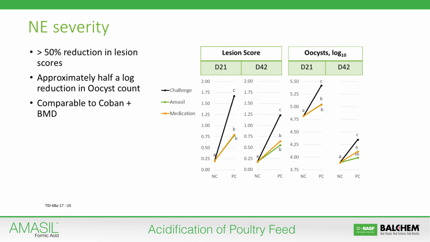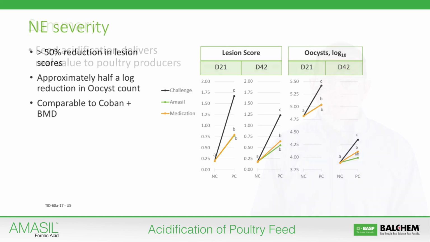When we looked at the oocyst counts, again we see higher counts in birds that were challenged than in the unchallenged birds, but obviously we still see a lot of oocysts in the unchallenged birds as well, because this is in the environment no matter what you do. And then we see that the amoxicillin A and the medication ended up having similar effects, bringing oocyst counts down, which is what you want.